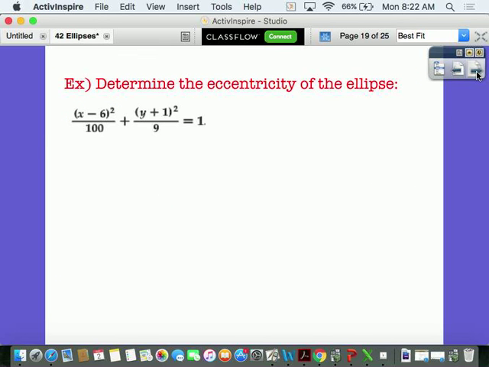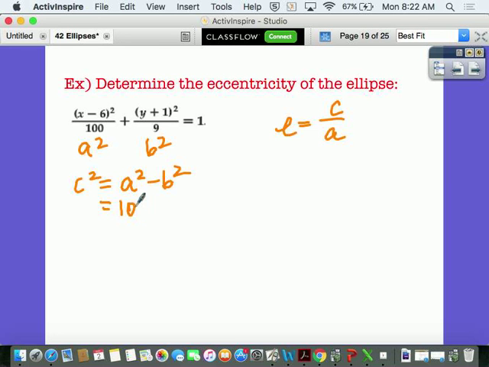Okay? So we look at this, we figure out that, okay, remember the bigger number is a squared, the smaller number is b squared. And so we use the formula of c squared equals a squared minus b squared to help us find c. Because remember, to find eccentricity is the formula c over a. So then c squared is found by basically taking 100, minusing 9 to get 91 equals c squared. And then we take the square root to get the square root of 91.